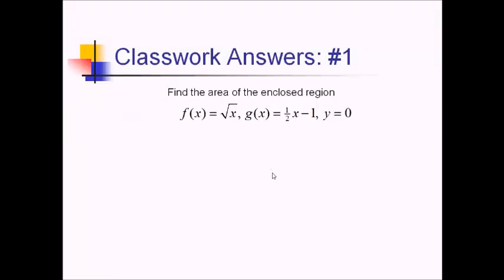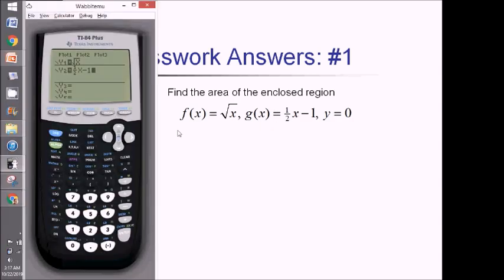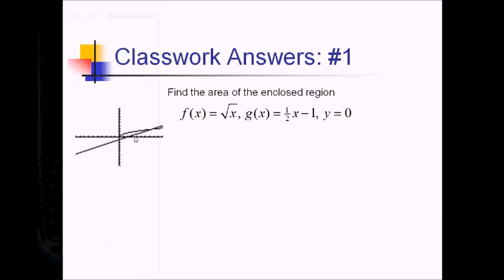For this problem, we're being asked to find the area of the region enclosed by these curves here. Let's start by graphing it out. So I've entered f and g in my y equals as y1 and y2. Not really sure what window I should use on this one, so I'm just going to do a zoom 6, zoom standard. So there's my square root, here's my line, and I've got this bounded region in here now that I'm trying to find the area of.